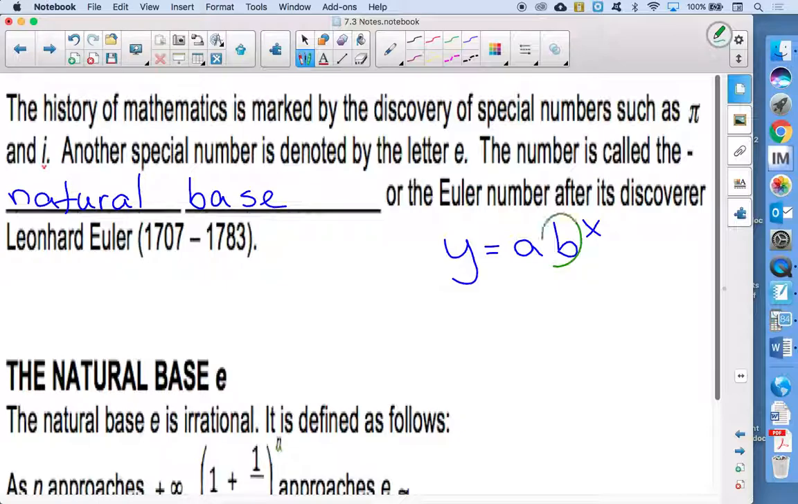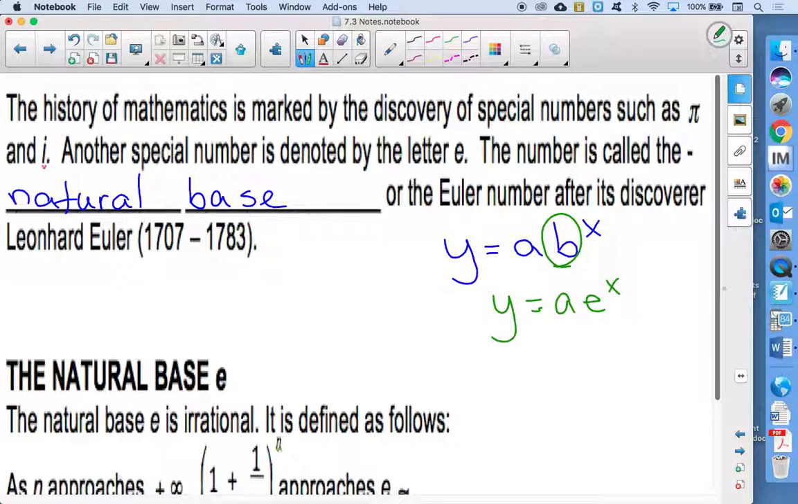This guy here is the base. The base is anything that has an exponent attached to it. We've talked about exponential functions growing when the base is bigger than 1 and decaying when the base is between 0 and 1. So now we're changing this base to always be, in this case, the value for E. So it's creating a new equation, or a third function, for these exponential functions, and they call it the natural base.